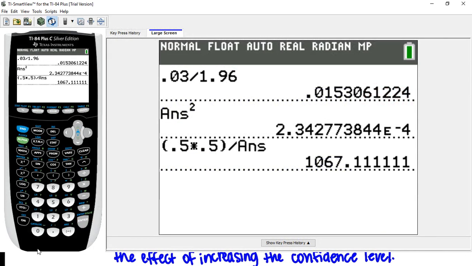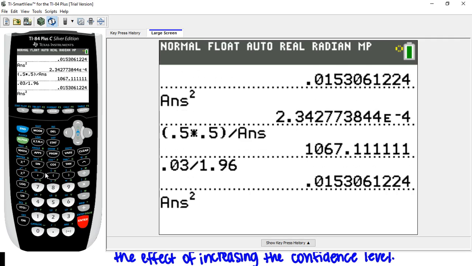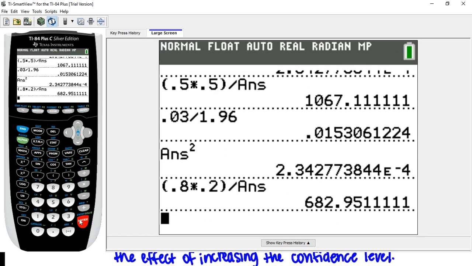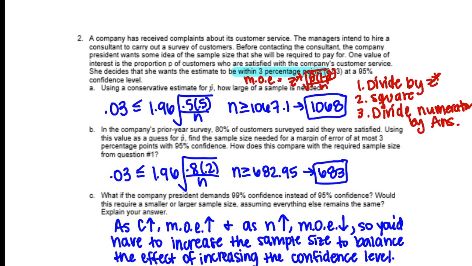We have 0.03 divided by 1.96. Then we square. Then we do our numerator, 0.8 times 0.2. Oh, I didn't write any. Oops. 0.8 times 0.2. And we divide that by the answer, second negative. And that gets us 682.95, and then we round up. So I'm going to write round up for our last step.